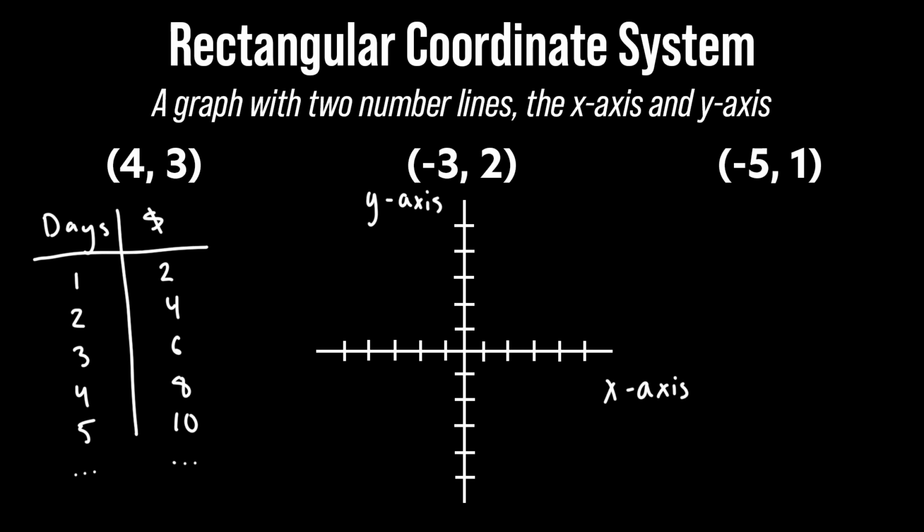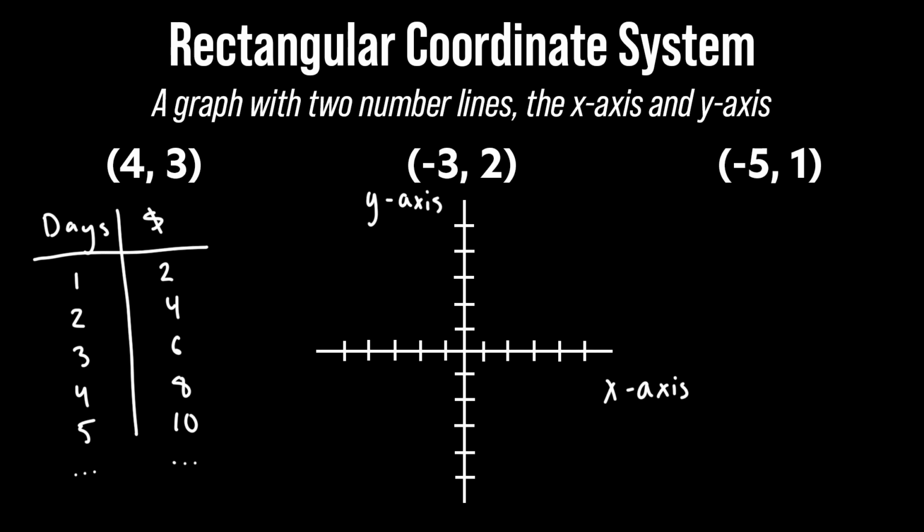So if we were to plot days and money, where the x-axis is equal to days and the y-axis is equal to money, we would have day 1 on the x-axis here is equal to $2. Day 2 is equal to $4. Day 3 is equal to $6, which would be up here, tick mark up here. The graph would look something like this. Now let's get into plotting the 3 example points on the screen here.